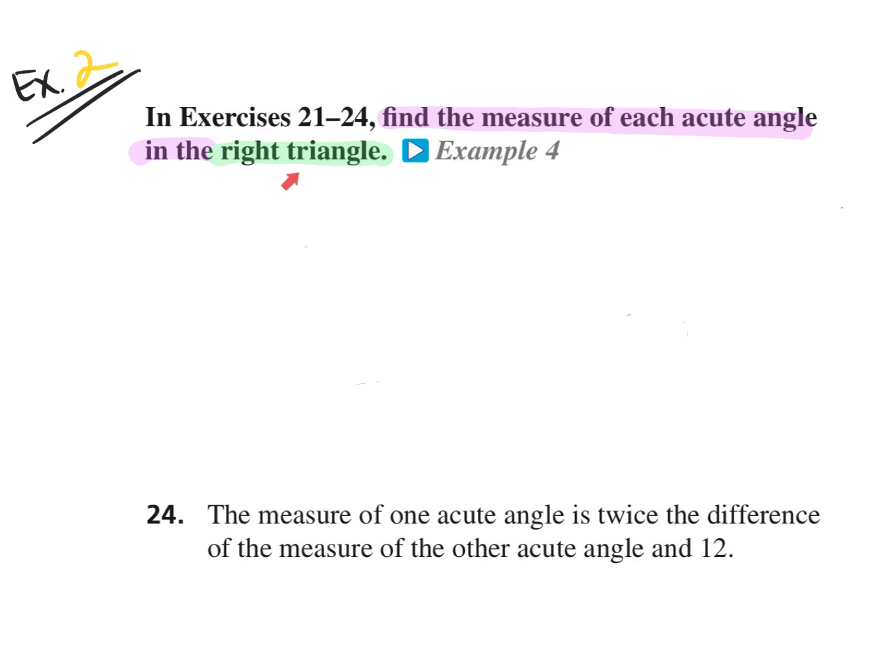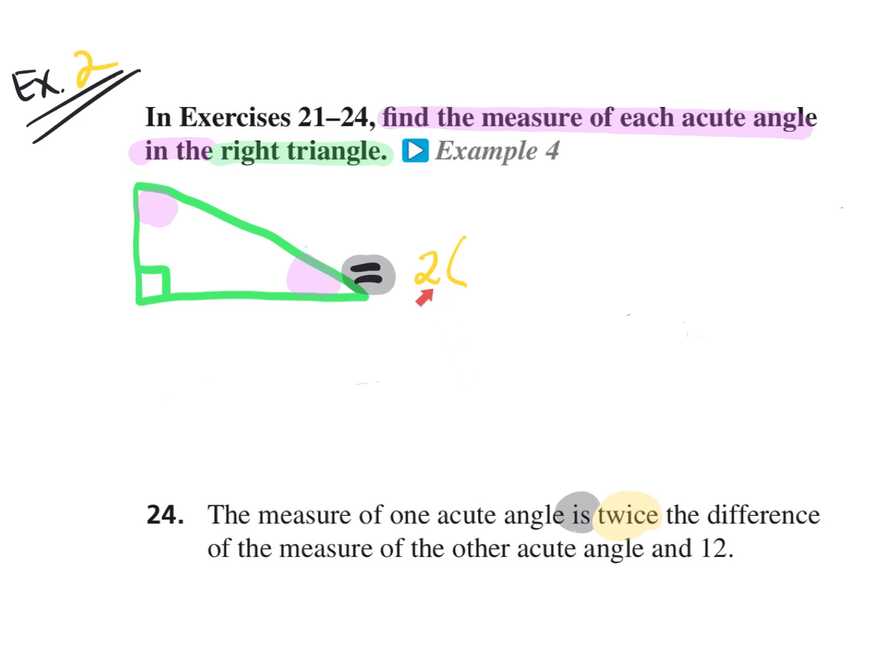So once again, we have a right triangle. These are the acute angles, that's the right angle. Okay, the measure of one acute angle is, so we'll say this acute angle is equal to twice something. And twice of what? Twice of the difference, which is a subtraction problem. And what are we subtracting? We're subtracting the difference of the measure of the other angle and 12.